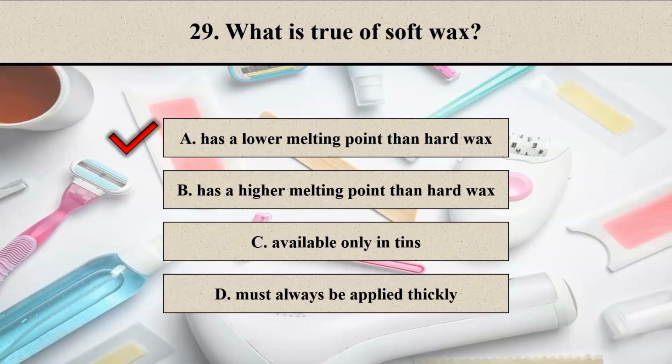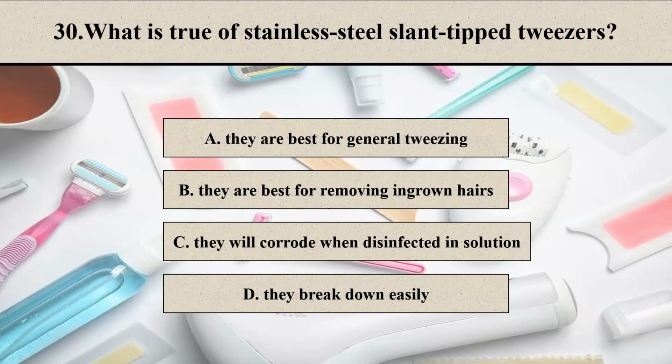If you chose A, has a lower melting point than hard wax, you are correct. What is true of stainless steel slant-tipped tweezers? Is it they are best for general tweezing, they are best for removing ingrown hairs, they will corrode when disinfected in solution, they break down easily?